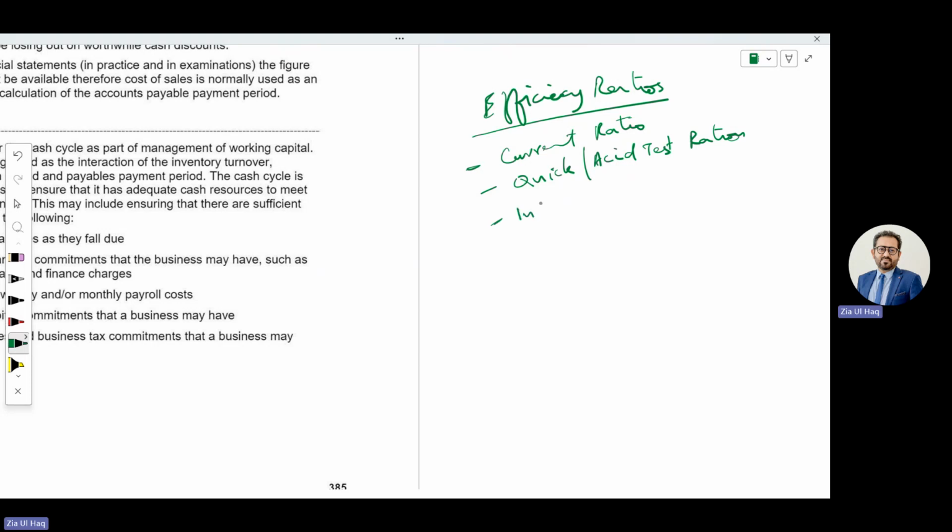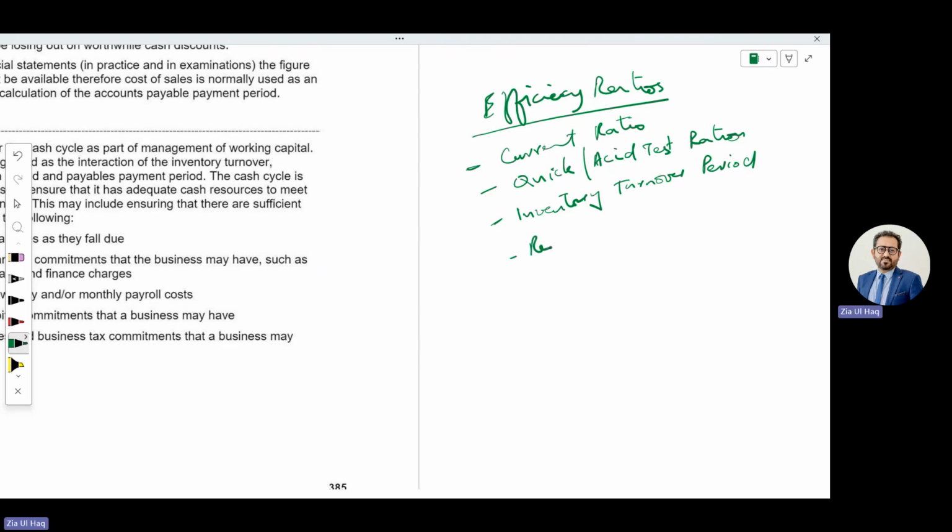Inventory turnover, inventory turnover period, or inventory days. What's the formula to calculate inventory turnover period? Inventory over cost of sale into 365. The answer will be in days. If the examiner asks to calculate the answer in months, we will multiply by 12. If the examiner asks for the answer in weeks, there are 52 weeks in a year, so we'll multiply by 52. If in days, 365.